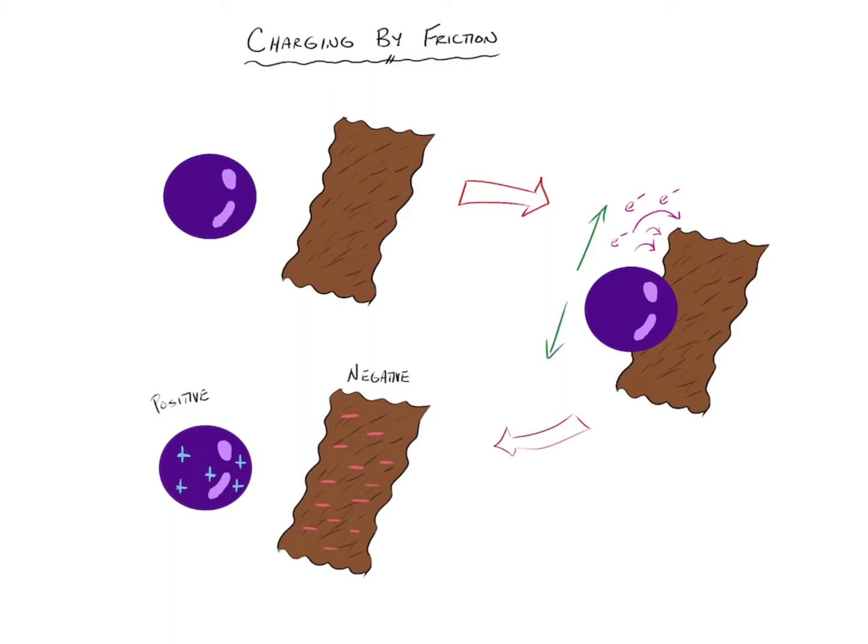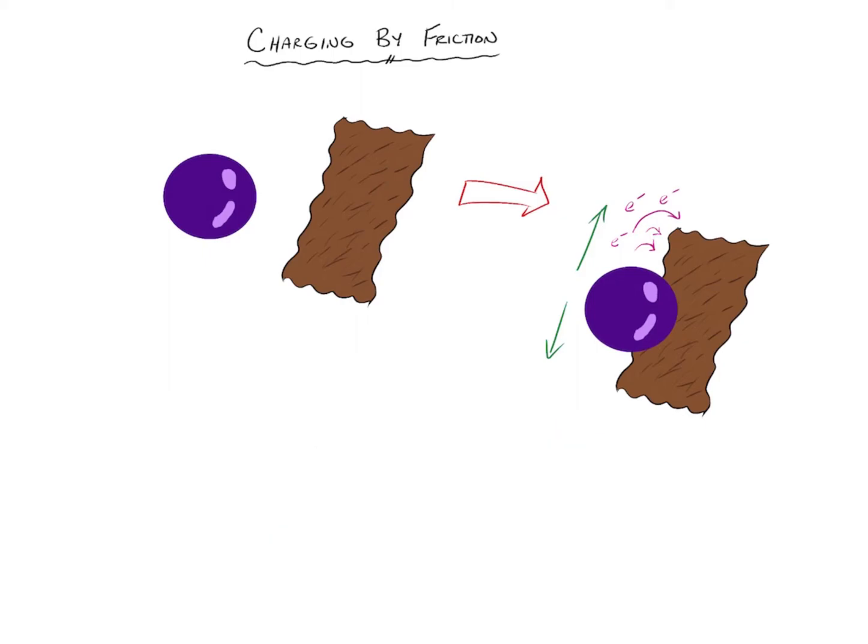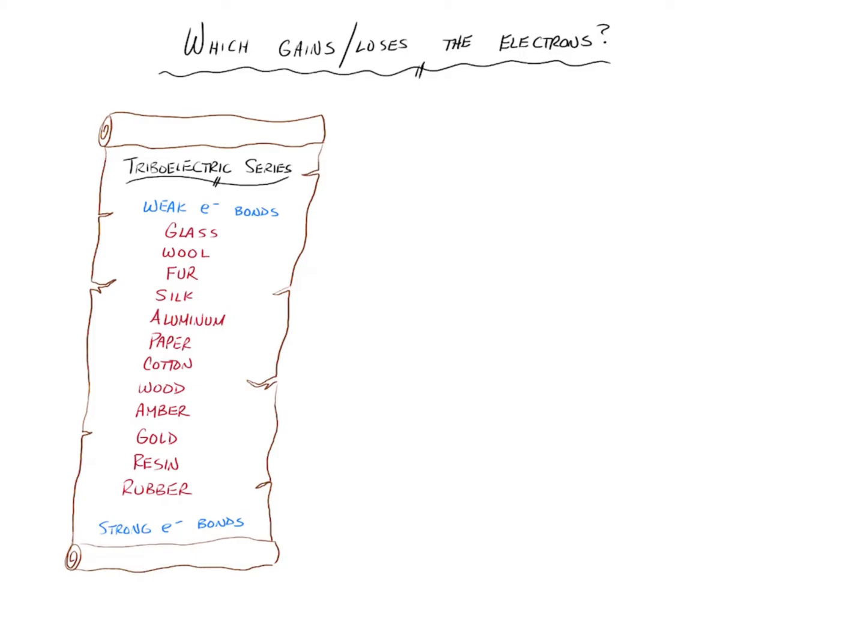So that's charging by friction in a very basic sense, but that also begs the question, how do we know which one of them gains the electrons and which one loses the electrons? Because you can't just rub two objects together and instantly know. And really that comes down to what we call the triboelectric series.